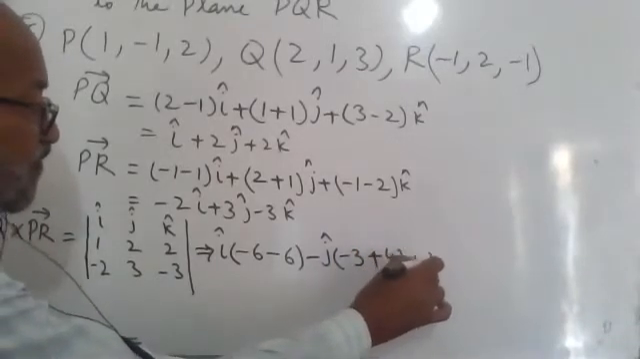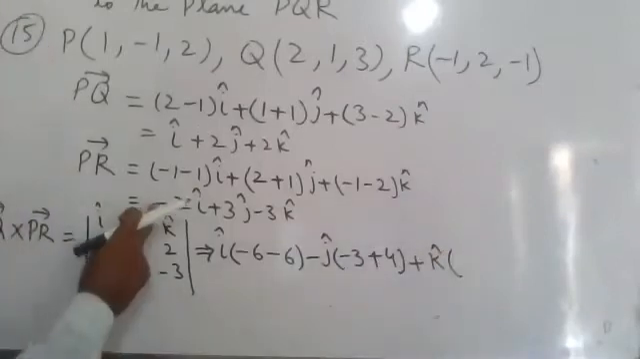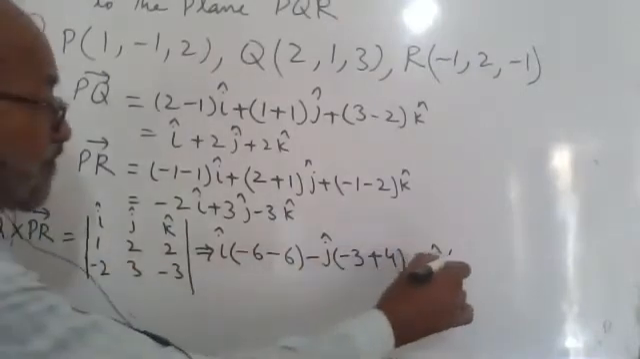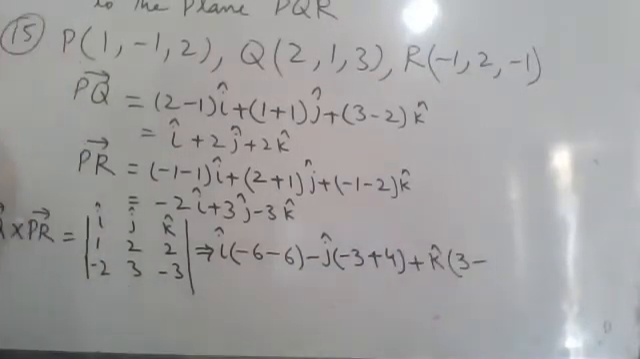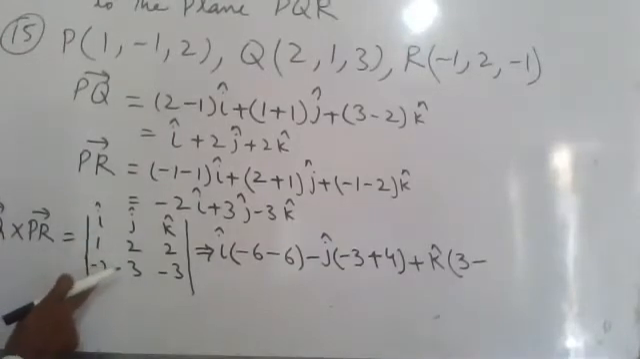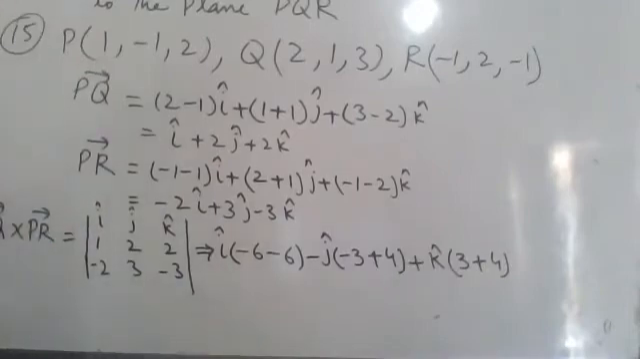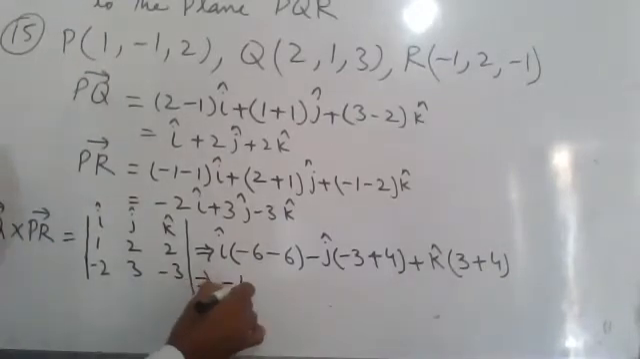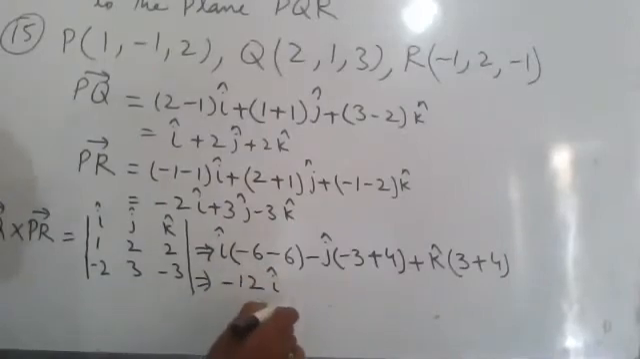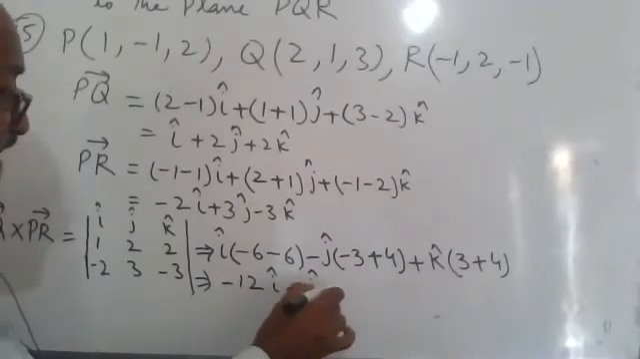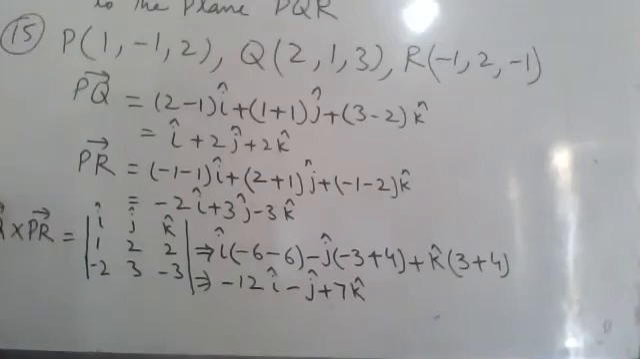Then plus k. Leave the column and row of k. 1 into 3 will be 3, minus 2 into minus 4 will be plus 4. It will become minus 12i minus j and plus 7k. This is PQ cross PR.